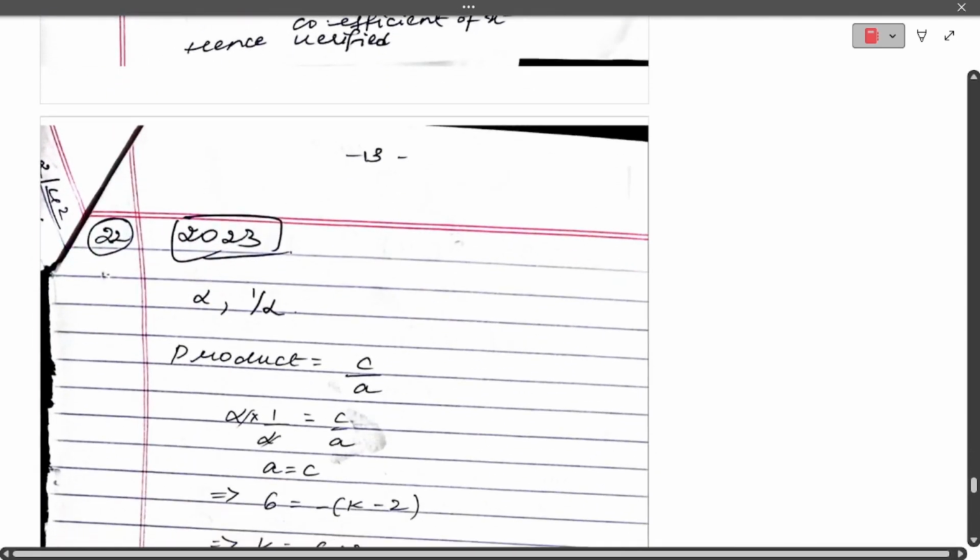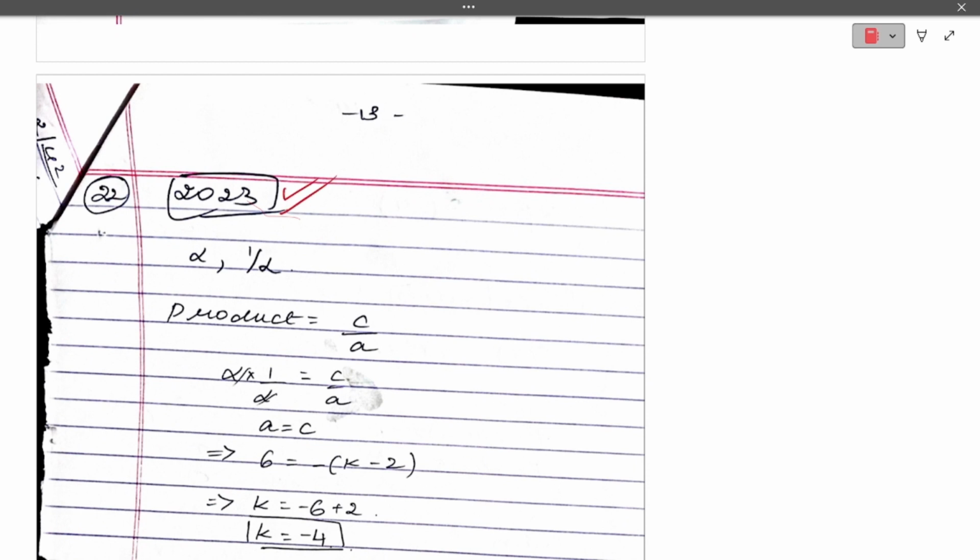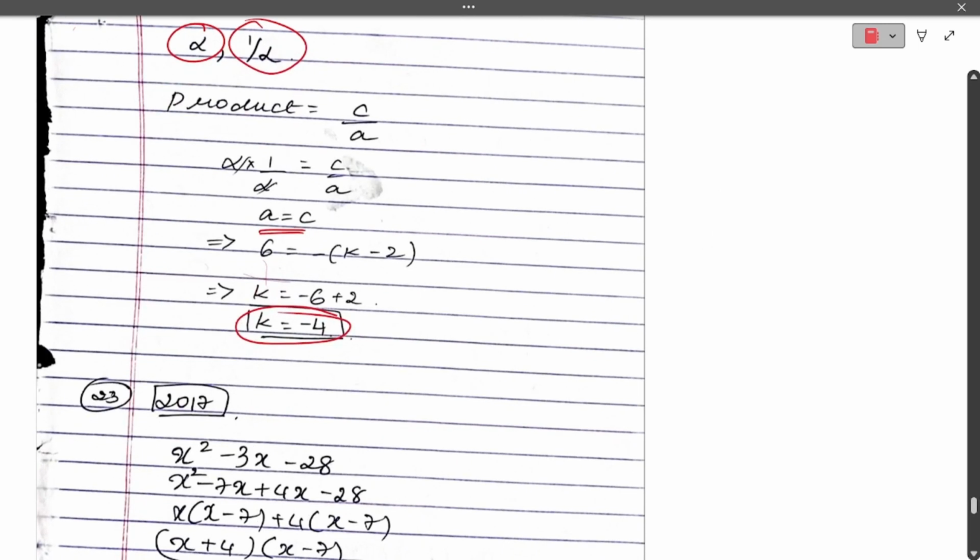Question number 22. This was asked in the year 2023. So this is a pretty tricky question. If one of the zeros of the polynomial is given, is the reciprocal of the other, then find the value of k. If one of the zeros is alpha, the reciprocal will be 1 by alpha. Product will be c by a. So a is equal to c. So when you equate a is equal to c from the polynomial, you will be getting the value of k as minus 4. That's it. They have asked us to find the value of k. This is not an MCQ. This is a theory 2 marker question.